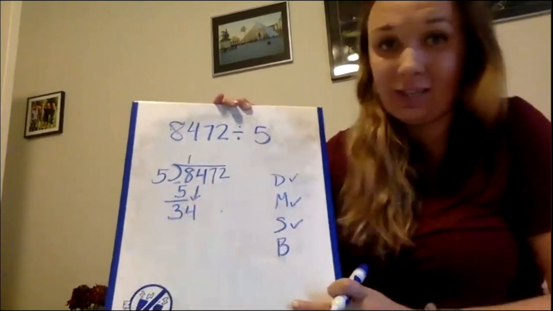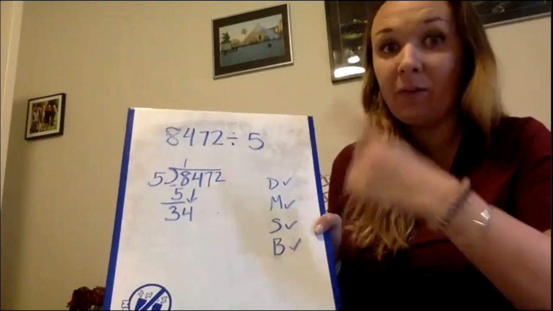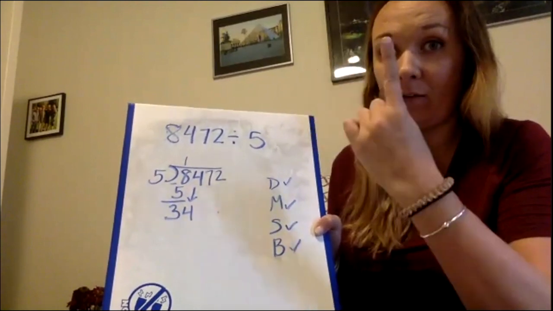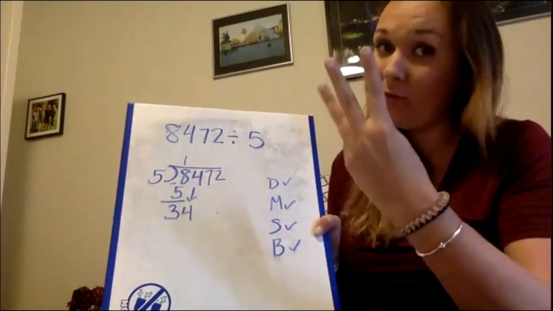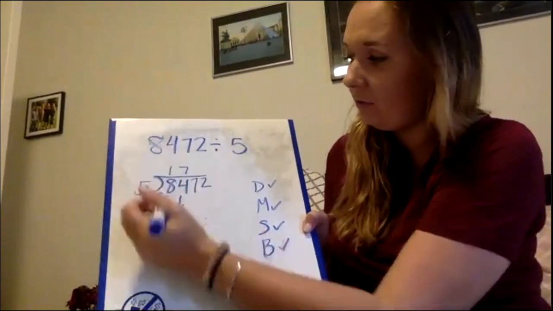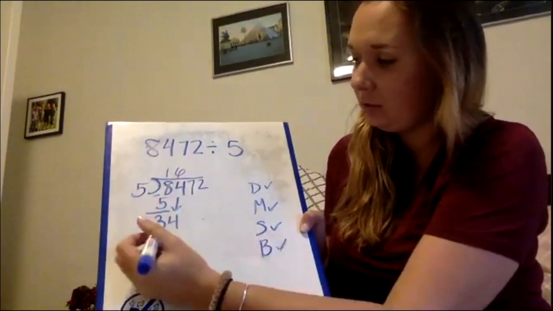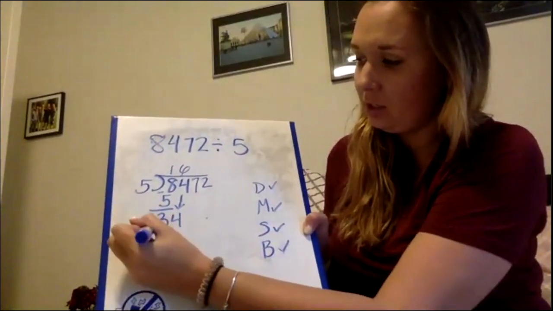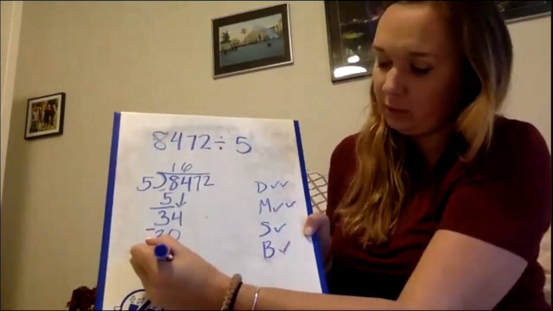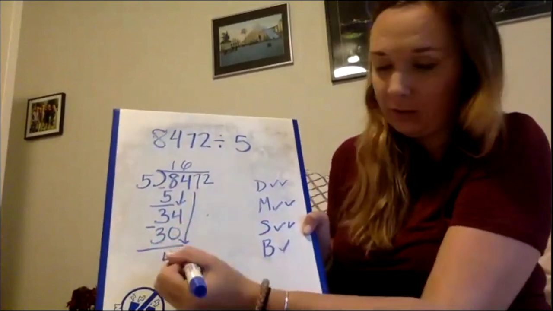And now I'm going to ask myself, how many 5s fit into 34? 5, 10, 15, 20, 25, 30, 35, 40. 40 was too many, so I was able to do 7 5s. Oops, sorry, 6 5s, which was 30. When I subtract, I have 4 left over. Gonna bring down that 7.